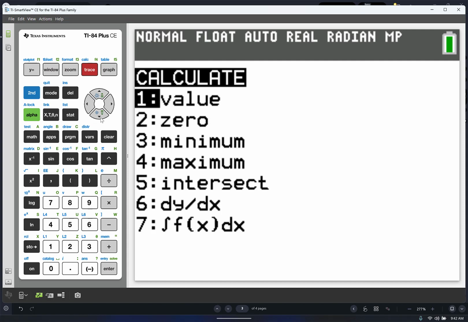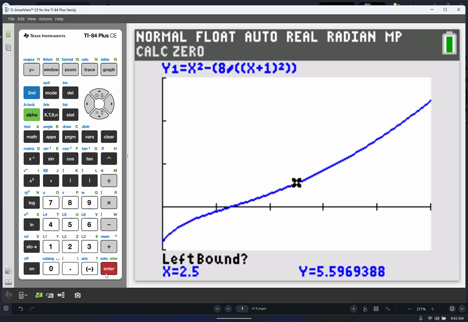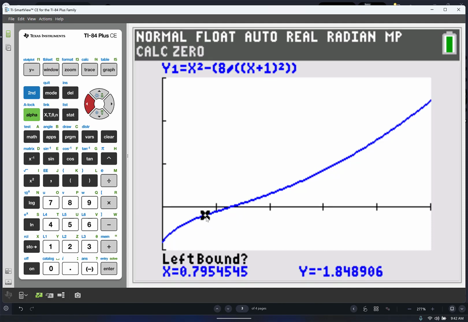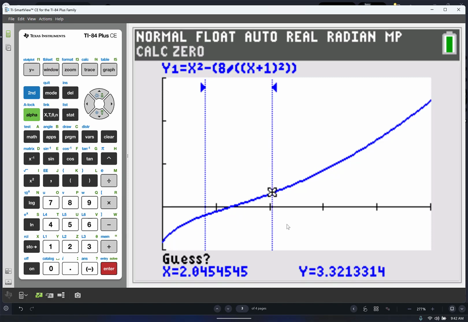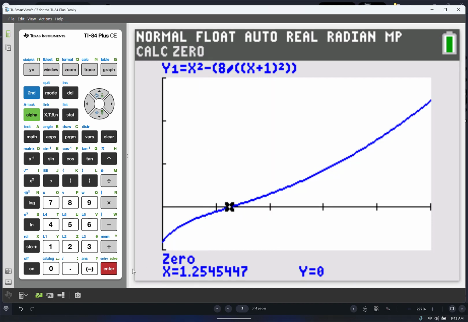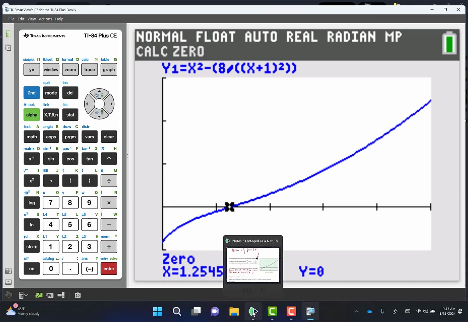So push second calc, and these are all the things your calculator can do. I'm going to put number 2, and then it's going to say left bound. So it's asking me where do I want to look between. You can also just type in a number, but it's small enough that I can just scroll. Scroll to the left, enter. You're going to see a little line. And then right bound, go to the right, pass it, and then push enter. Guess. If you have multiple ones, go to the one that you want the best. It needs to say the word zero. Enter. See how it says the word zero? That is the value, 1.2545.